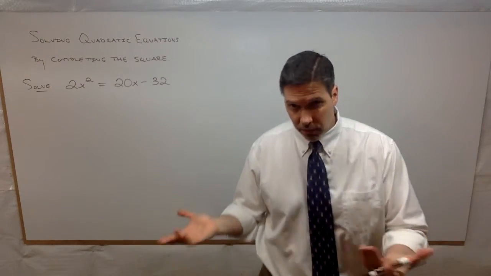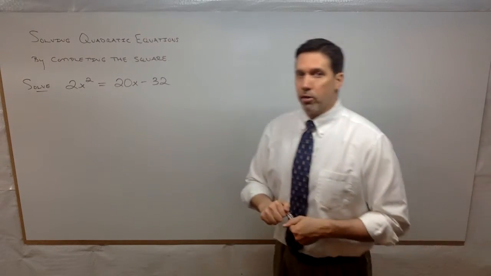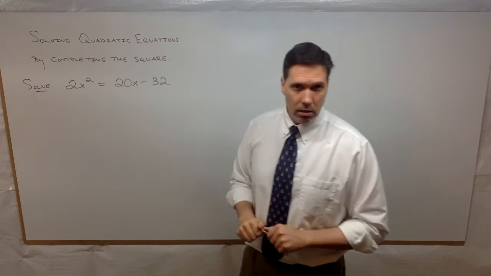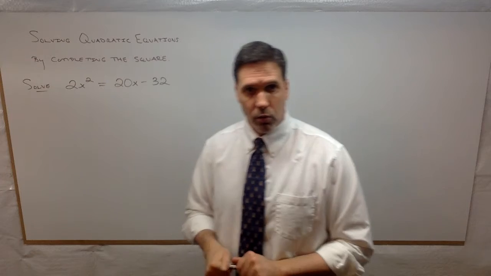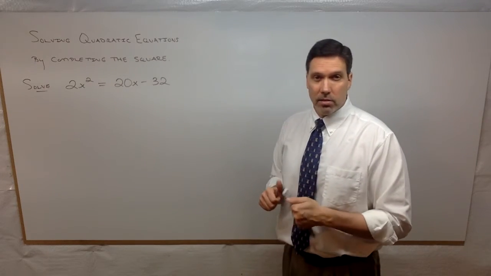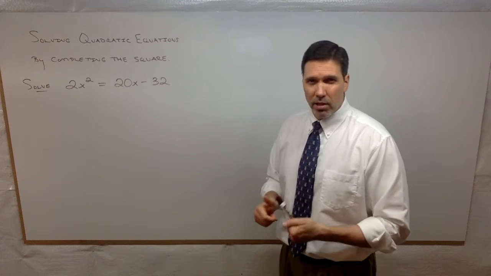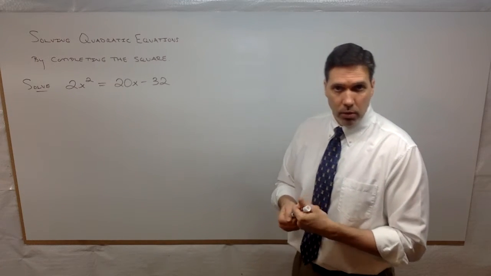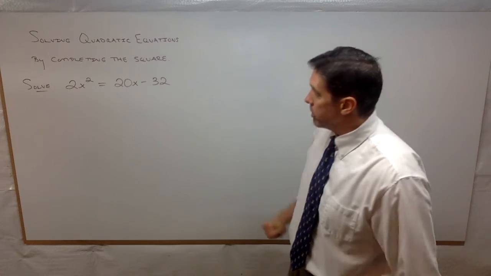You might want to check to see if you have a linear term, because the square root property is pretty fast. Unfortunately, that 20x does not allow us to use the square root property. So if you're not planning on trying to factor this, and don't get your hopes up, many of these do not factor. So let's just go with completing the square, and show that process one more time here.